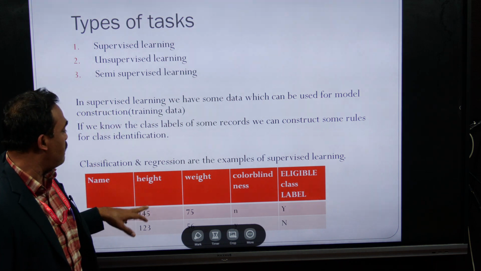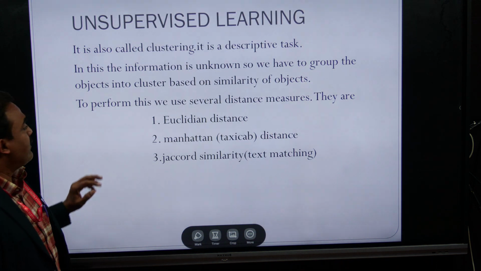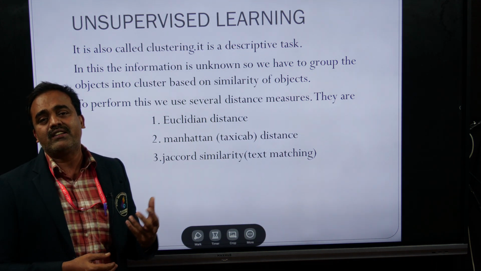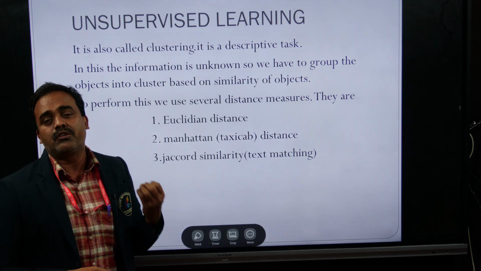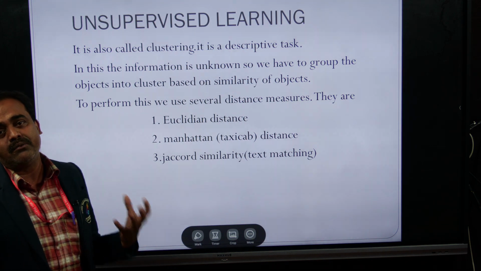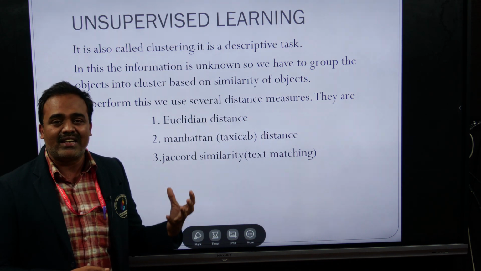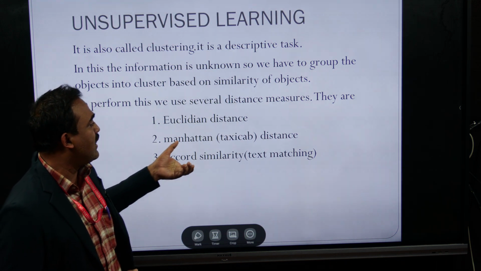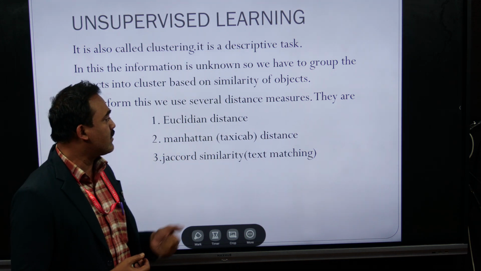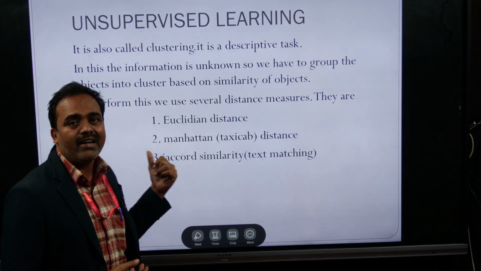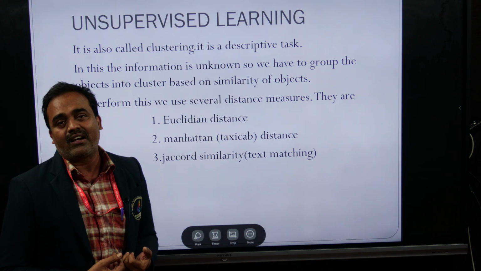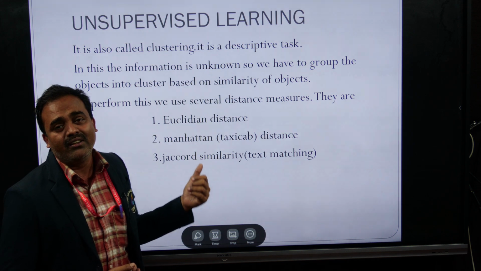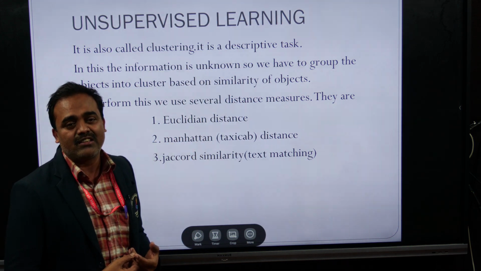So in this example, the first one is classification and regression. The second one is clustering. I already mentioned one point: to make the clusters, we need to consider similarity. To consider the similarity, first you have to calculate the distance between the objects. To calculate the distance, we can consider three types of measures. The first one is Euclidean distance, the second one is Manhattan distance, and the third one is Jaccard similarity. The first two are common measures whenever you are calculating the distance between points.